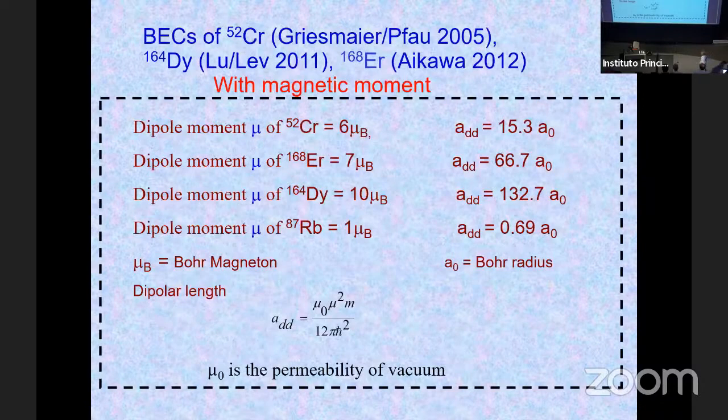Now let us talk a little bit about the dipolar BEC. It's a very simple thing. These are the atoms which were normally used in dipolar experiments, and they have a large dipole moment compared to rubidium or other alkali metal atoms, which have one unit of Bohr magneton. For some reason, nature is not so symmetric, so these other atoms have many unpaired electrons, and so they have a large dipole moment. A measure of this is the dipole length, which is used in most of the calculations. This is the measure of the dipolar interaction strength.